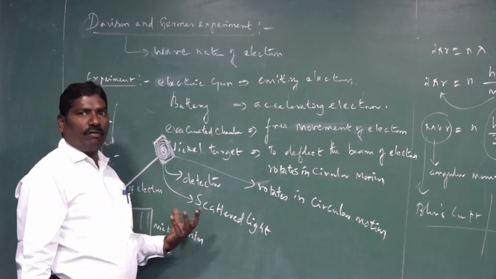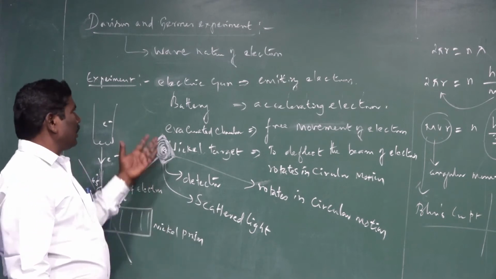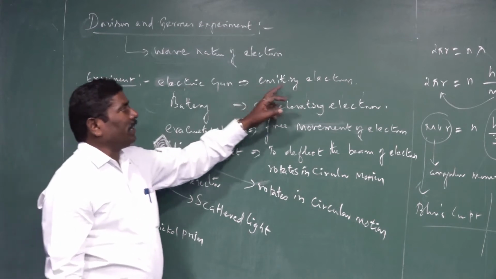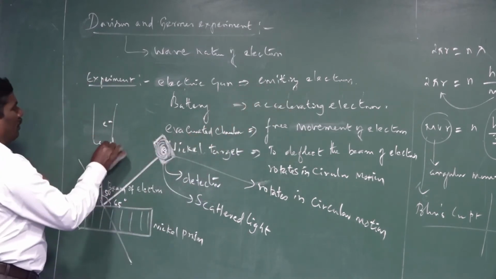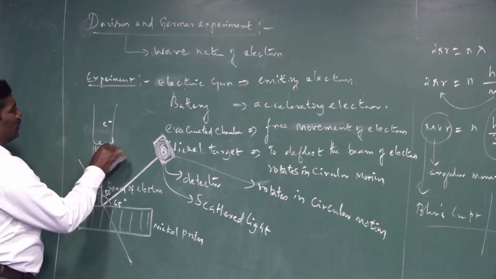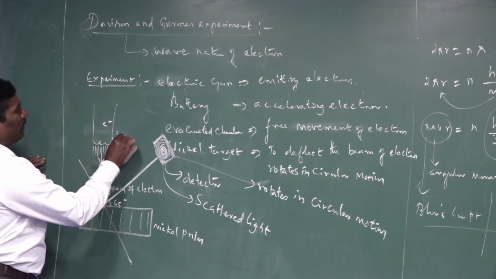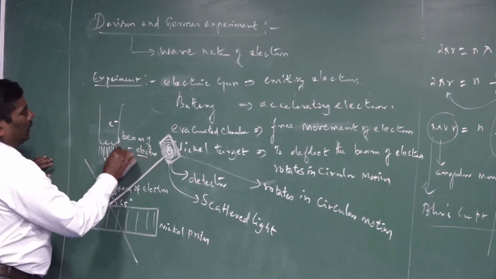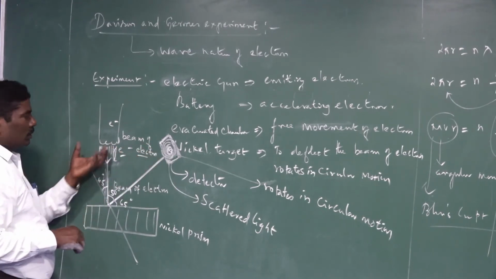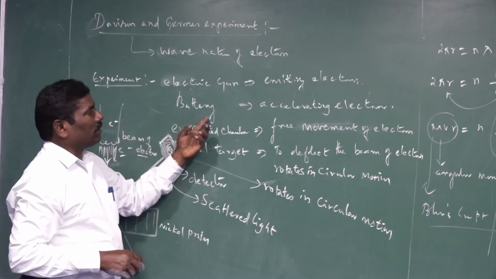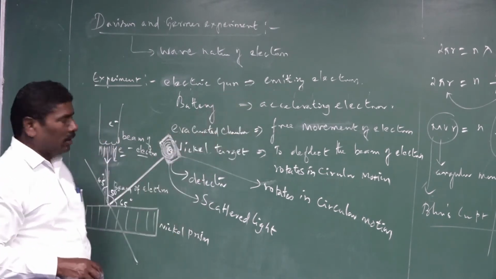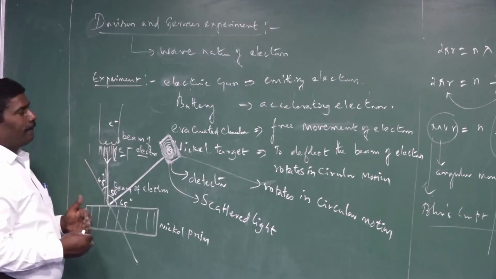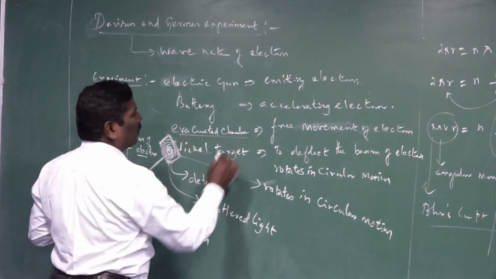I am giving a rough diagrammatic representation of that experiment. The experiment contains an electron gun which is emitting electrons. That is a beam of electrons. These emitted electrons are accelerated by the battery to a high speed, and the apparatus also consists of evacuated chambers.